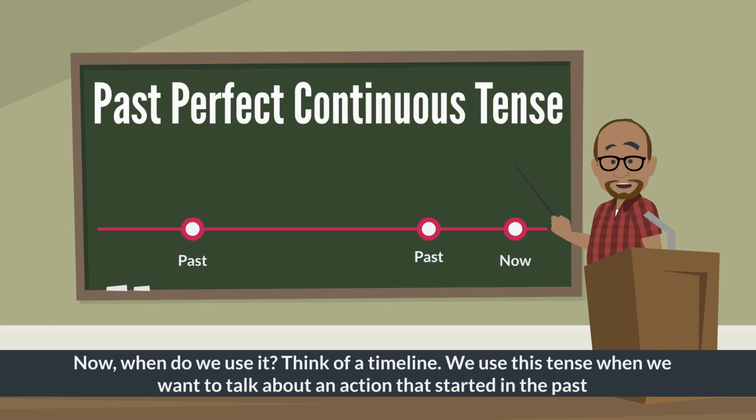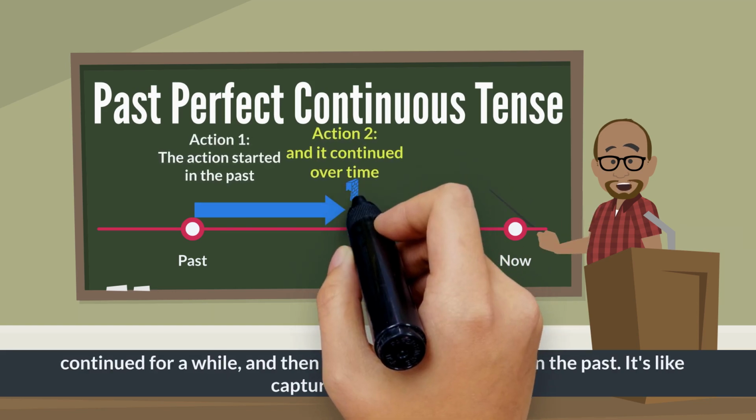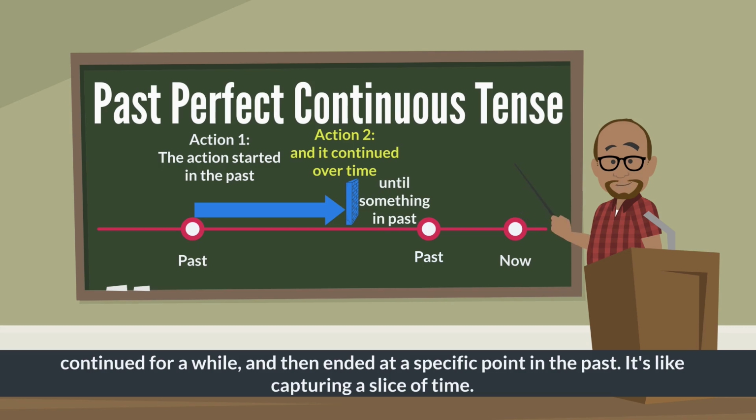Think of a timeline. We use this tense when we want to talk about an action that started in the past, continued for a while, and then ended at a specific point in the past. It's like capturing a slice of time.